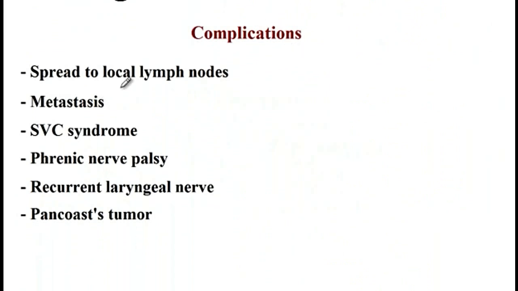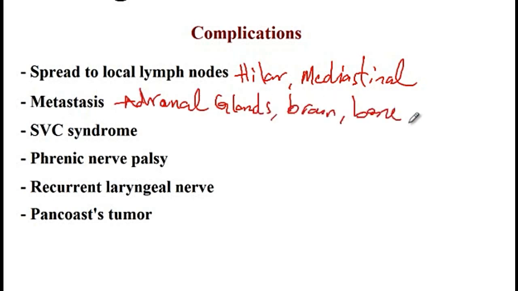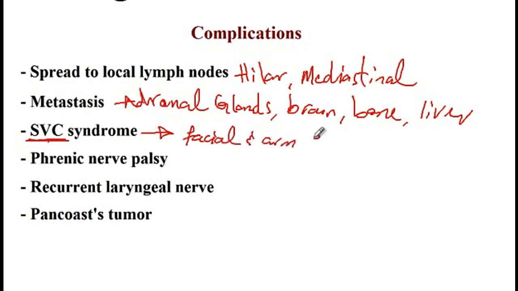So lung cancers can spread to local lymph nodes and then later on cause metastasis. So local lymph nodes, for instance, include hilar, mediastinal, tracheal, as well as bronchial lymph nodes, and then they can cause metastasis to the adrenal glands, brain, bone, as well as the liver. It can also cause SVC syndrome due to the obstruction of the superior vena cava, as a consequence of which blood and fluids will back up in the upper extremities, and thus these patients present with facial and arm edema, as well as jugular venous distension.